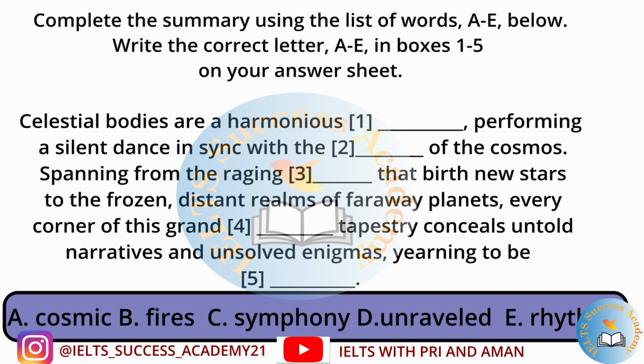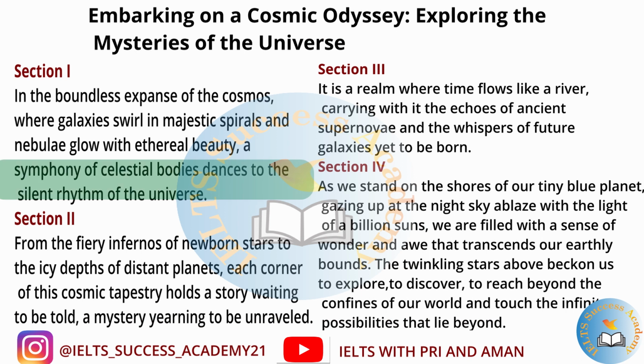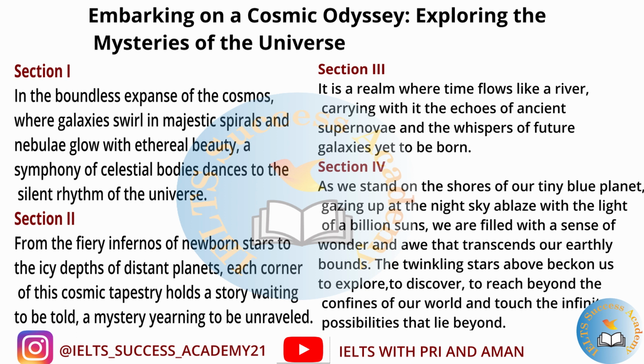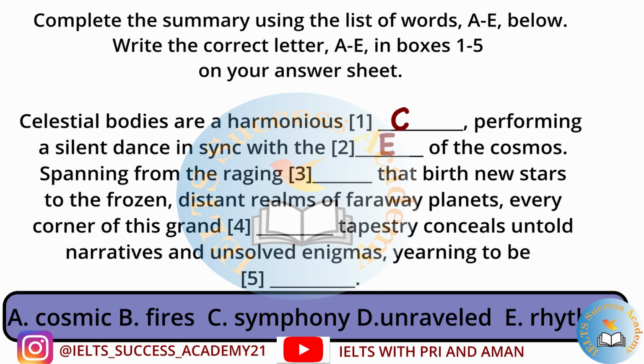So the question is, celestial bodies are harmonious dash, performing a silent dance in sync with dash the cosmos. So section 1 states a symphony of celestial bodies dances to the silent rhythm of the universe. Celestial bodies are a harmonious what? Symphony. So this is just paraphrasing the statement. Performing a silent dance in sync with the dash of the cosmos. So we have to find a symphony of celestial bodies dance to the silent rhythm. So the answer should be rhythm.